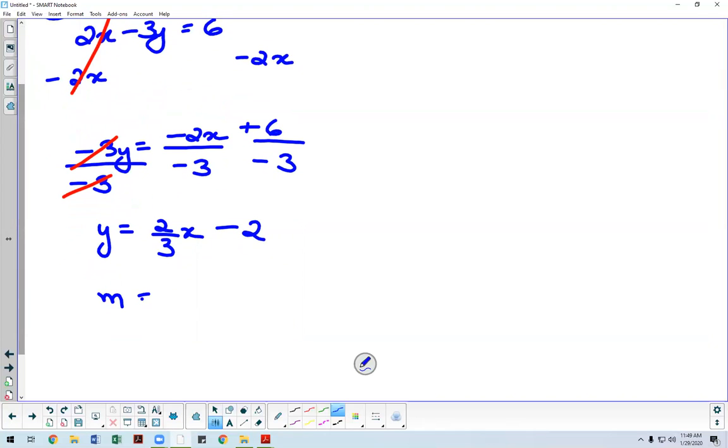So your slope is going to be 2/3. And the y-intercept is going to be negative 2.